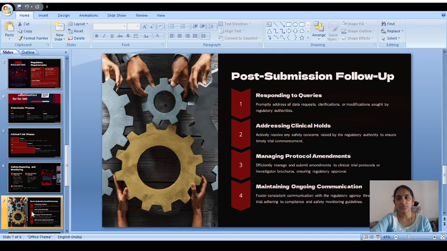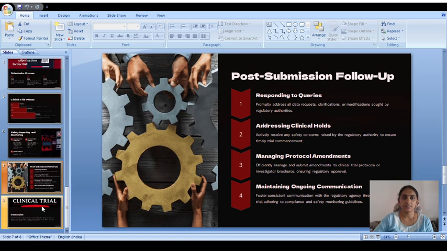And managing protocol amendments. Efficiently manage and submit amendments to clinical trial protocols or the investigator brochure, ensuring regulatory approval. And finally, maintaining ongoing communication. Foster consistent communication with the regulatory agencies throughout the trial, adhering to compliance and safety monitoring guidelines. These are the general post-submission follow-up requirements.